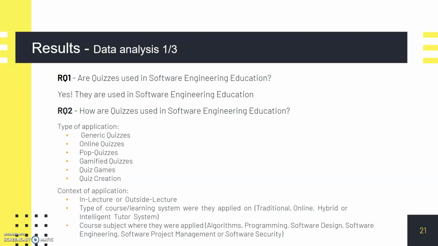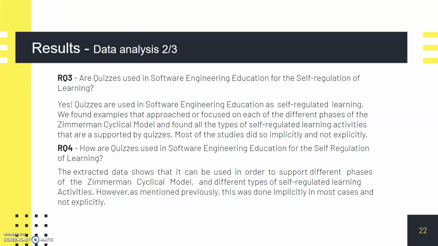And you also have different contexts of applications. This can be inside lecture or outside lecture. And you can also have, in the context of application, the type of course or learning system where they were applied to, and these include traditional courses, online courses, hybrid courses, or intelligent tutor systems. Another context is the subject of the course where they were applied to, and we found them applied to algorithms, programming, software design, software engineering, software project management, and software security.